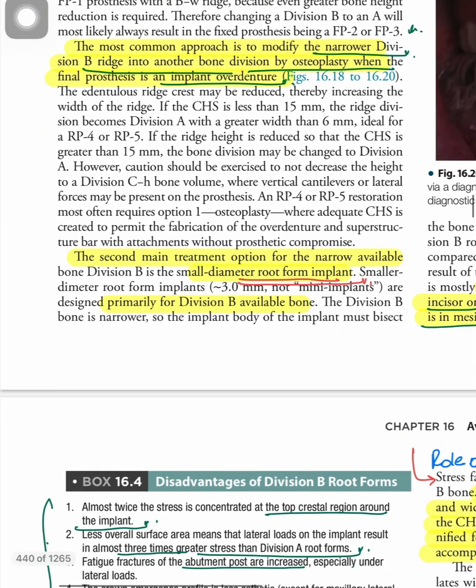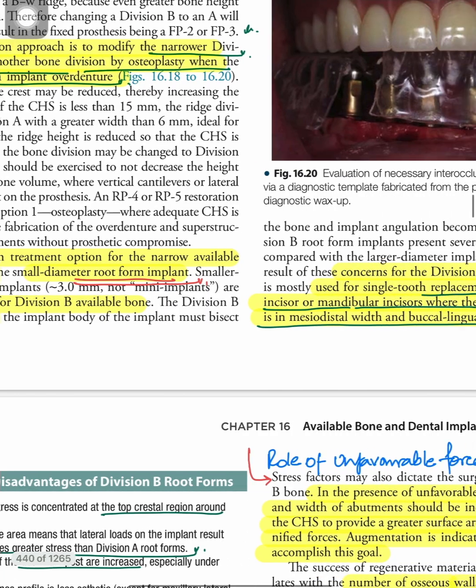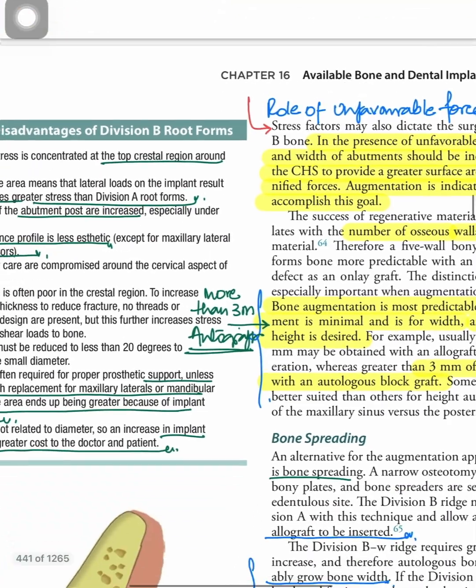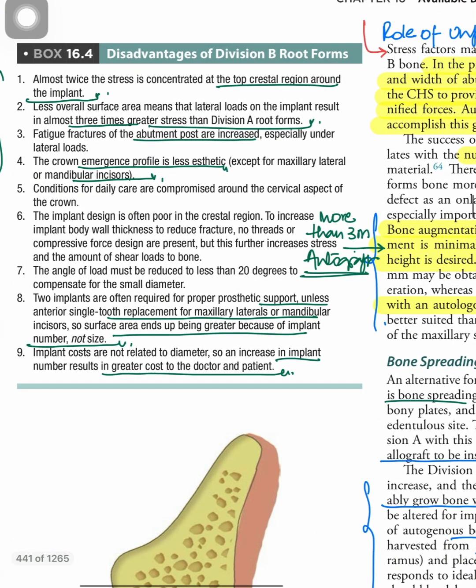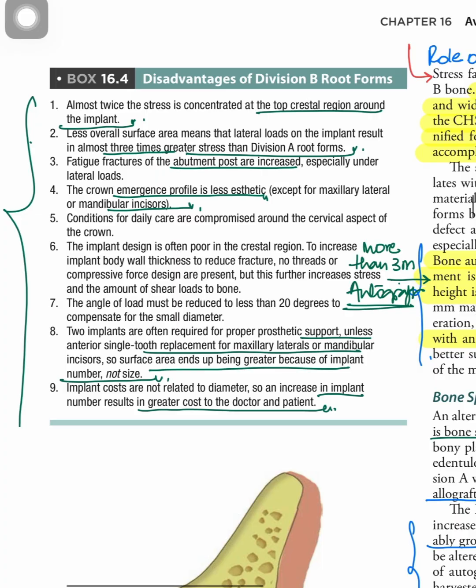All right, second is narrow available bone. You use a smaller diameter implant, but as you all know, not in every case can you use a narrow diameter implant. For example, you are restoring a posterior first molar. In that case, the narrow implant is definitely not the right option. But if you talk about the mandibular anterior region, definitely you can go ahead and place narrow implants. Okay, let's see the disadvantages of narrow implants.